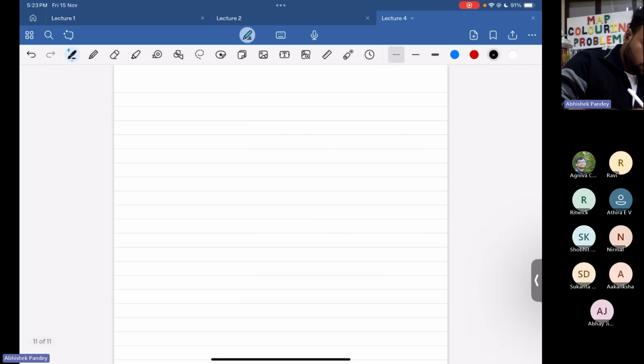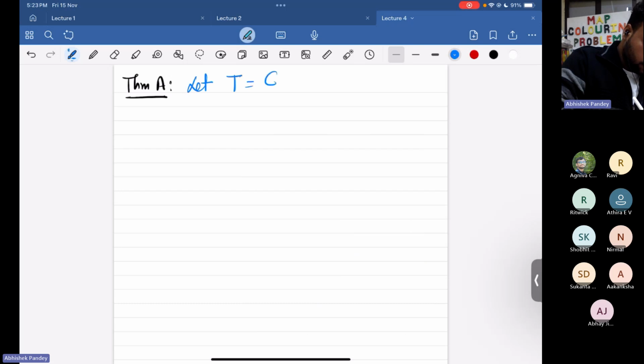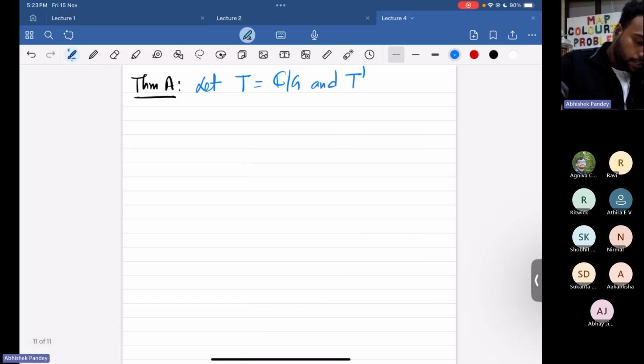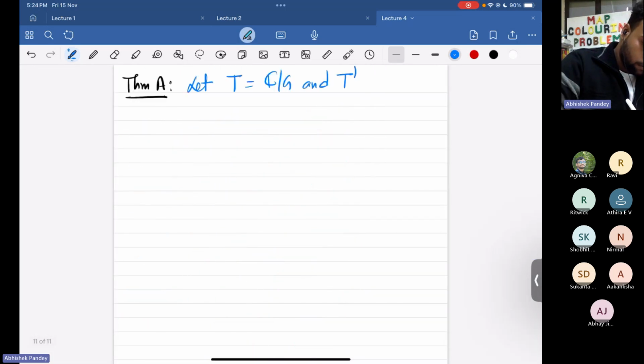Now we will move to our next theorem. So this is the main theorem. It says that let T equal C by G, and already we have proven an if and only if condition for the conformal equivalence. We'll see another one. Sorry, I have one more doubt about this lifting.